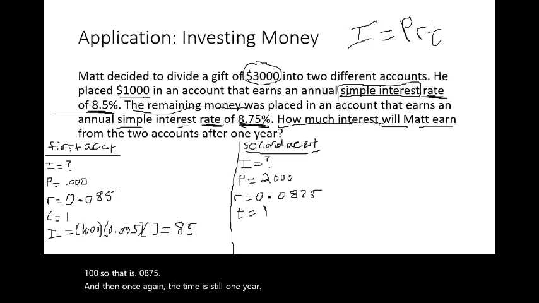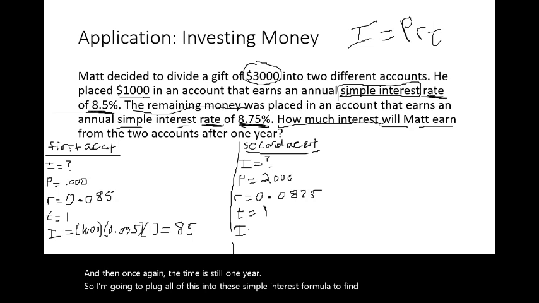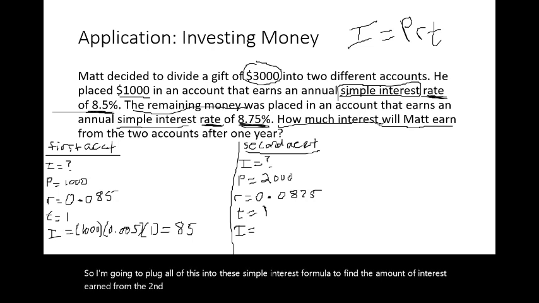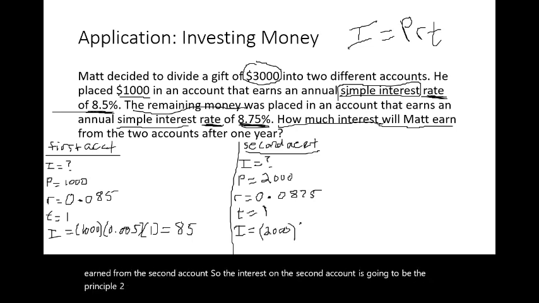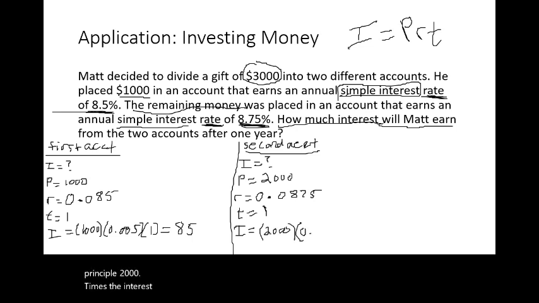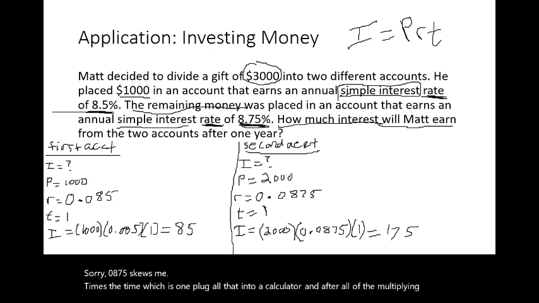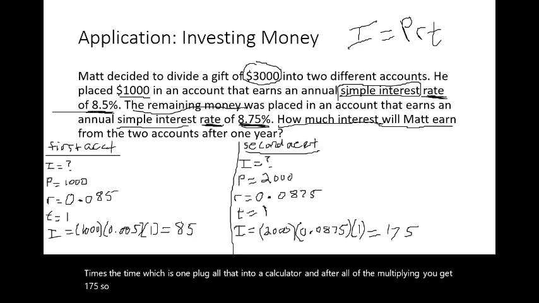So I'm going to plug all of this into the simple interest formula to find the amount of interest earned from the second account. The interest on the second account is going to be the principal, 2,000, times the interest rate as a decimal, 0.0875, times the time, which is 1. Plug all of that into a calculator, and after all of the multiplying, you get 175. So he earned $175 in interest just from the second account.